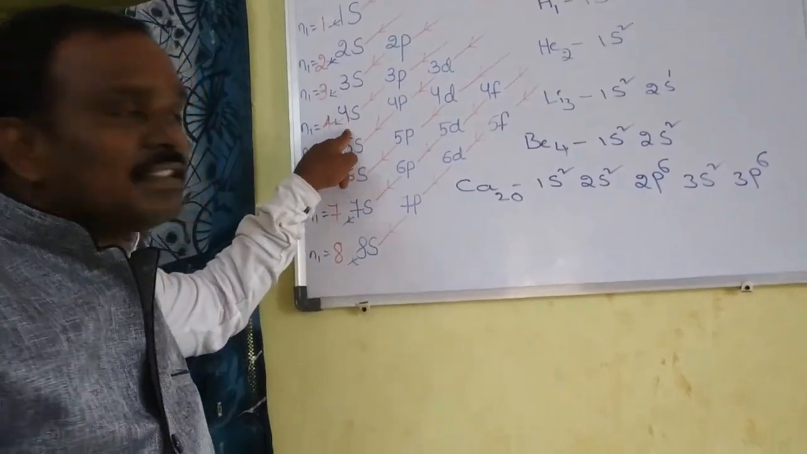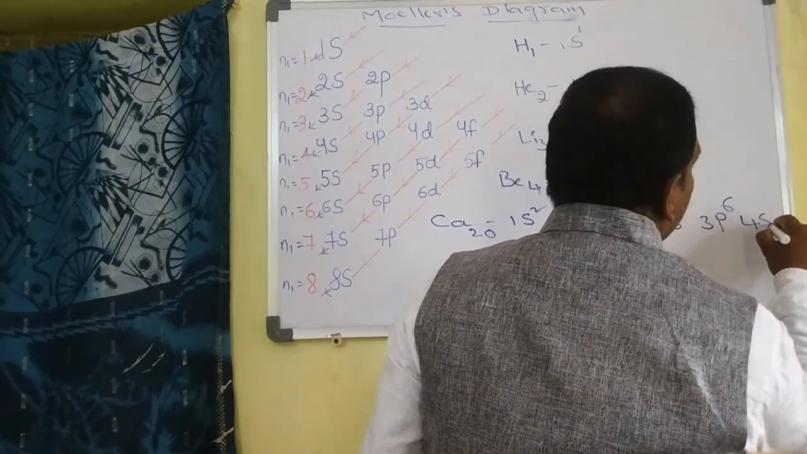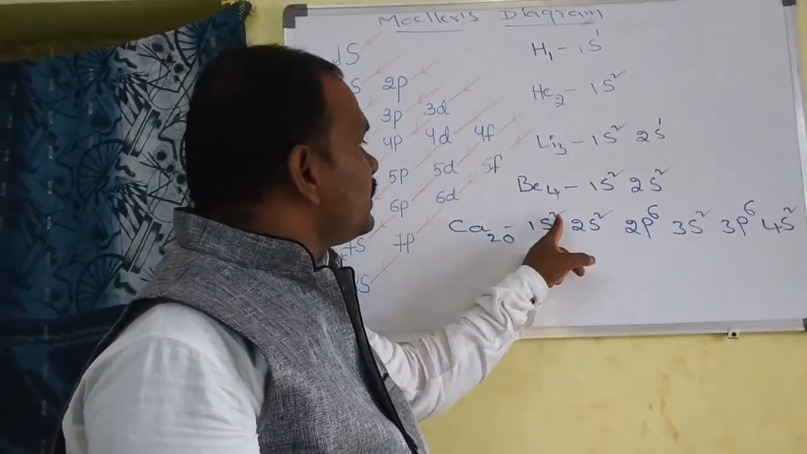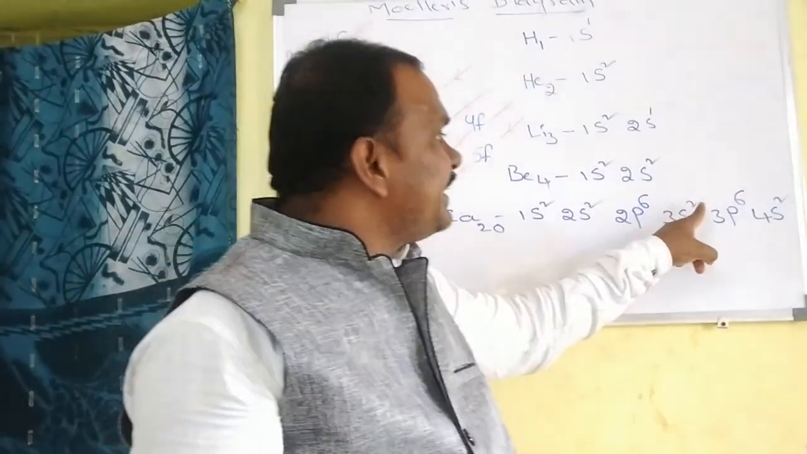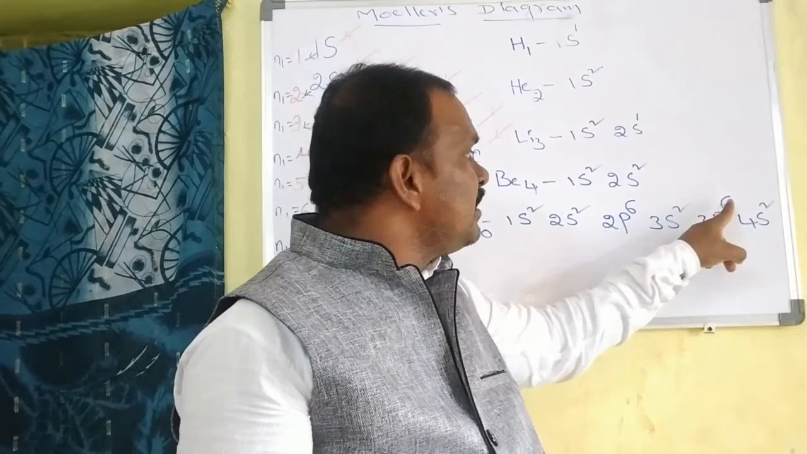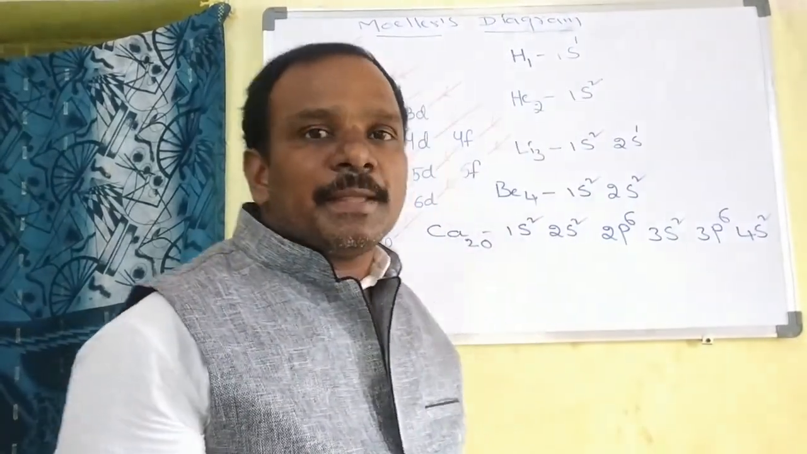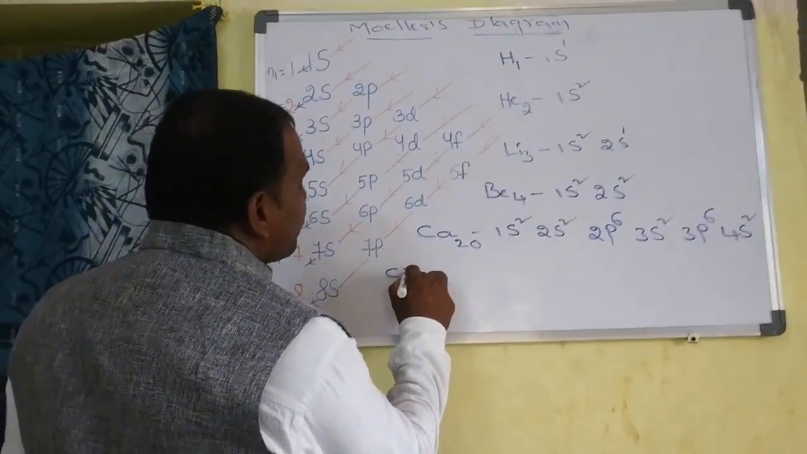Later the electrons are entering the 4s orbital. You see 4s2. You may count the number of electrons. 2 plus 2 is 4. 4 plus 6 is 10. 10 plus 2 is 12. 12 plus 6 is 18. 18 plus 2 is 20.